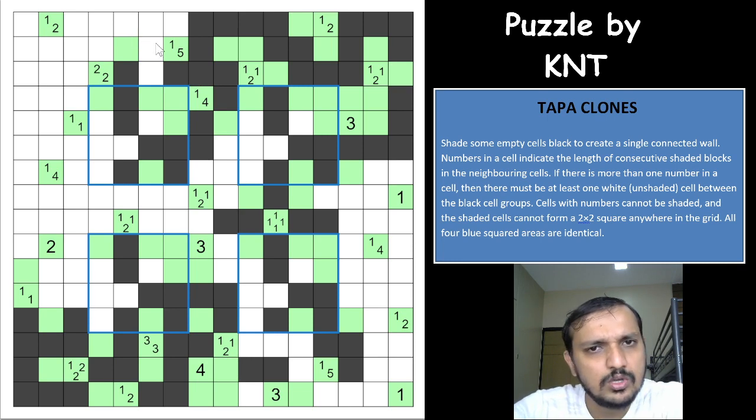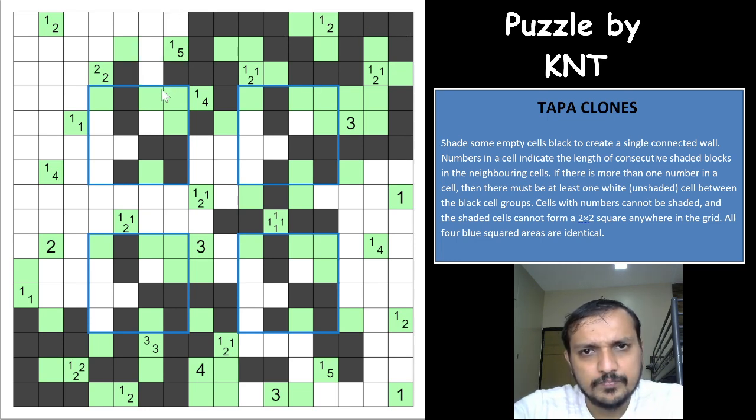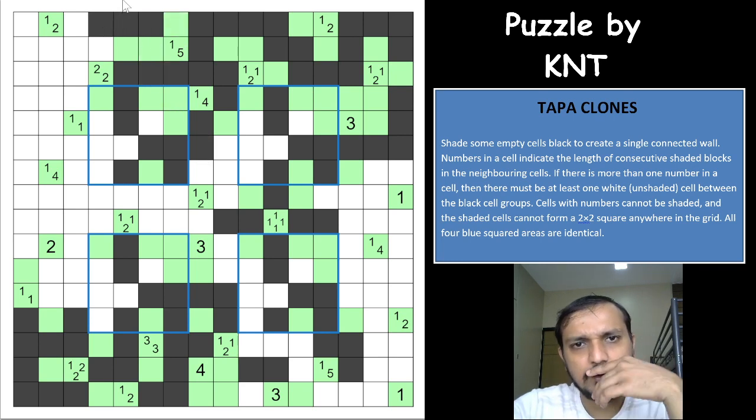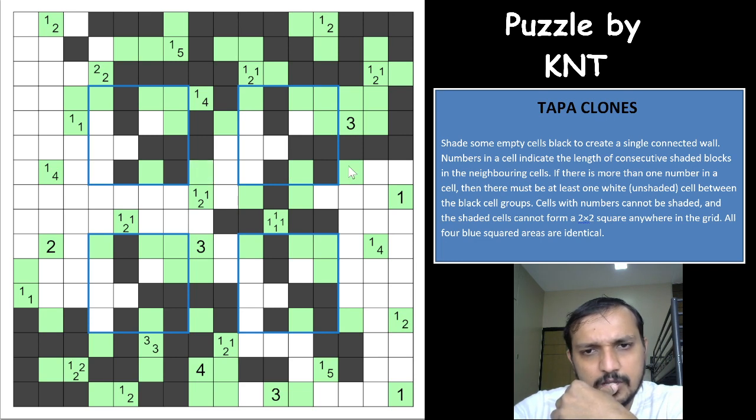1 5 clue is yet to be done. No, it is also done because if you shade this, the whole group of shaded cell here is stranded again. So this is shaded and this is shaded, right? Amazing. This is shaded, this is unshaded now. This is unshaded again.